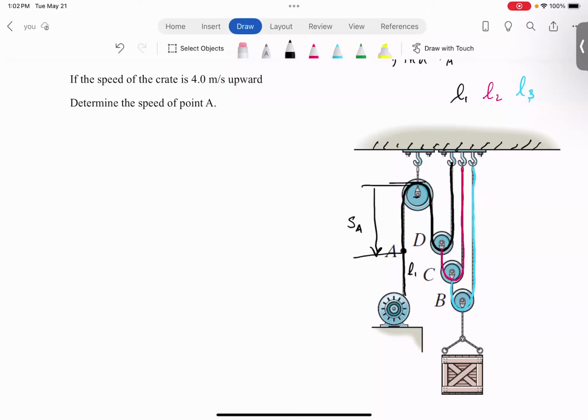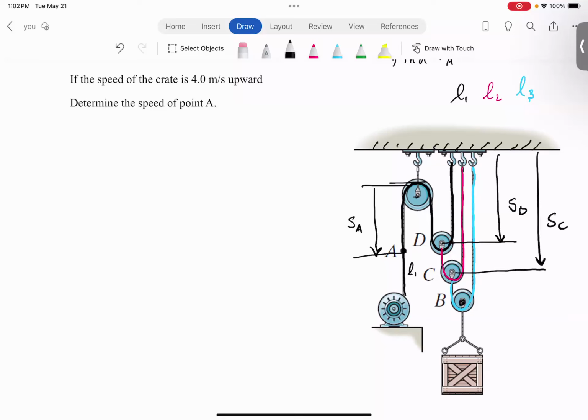And for this guy, D, I'm going to use this reference. It doesn't really matter again. It's a non-moving reference. I'm going to call it S sub D. For C, same story. Call this S sub C.